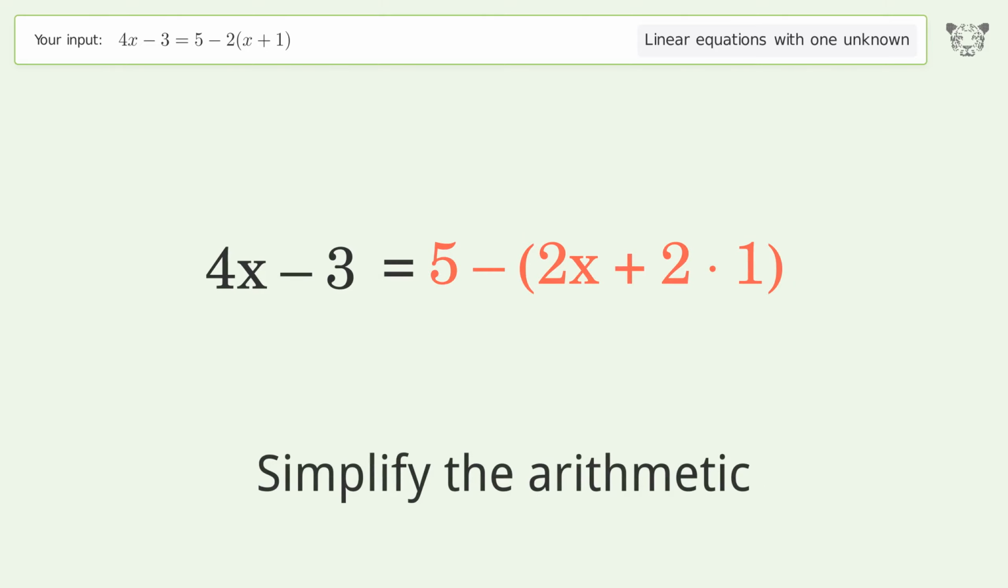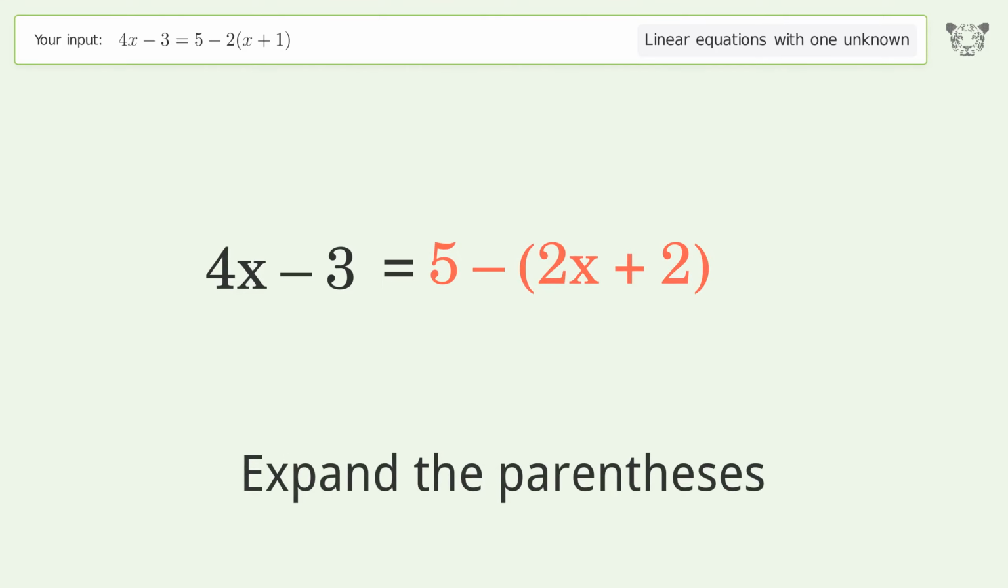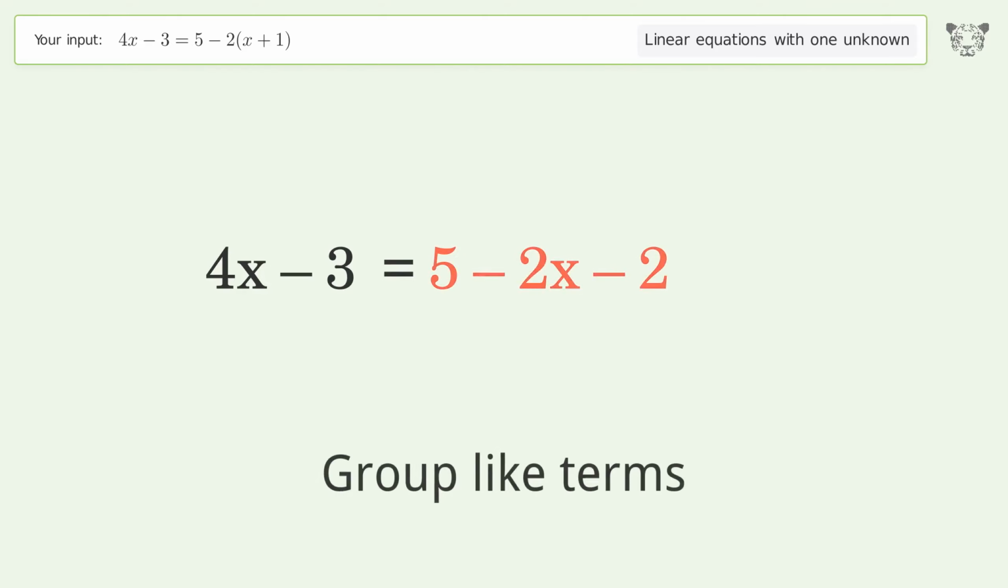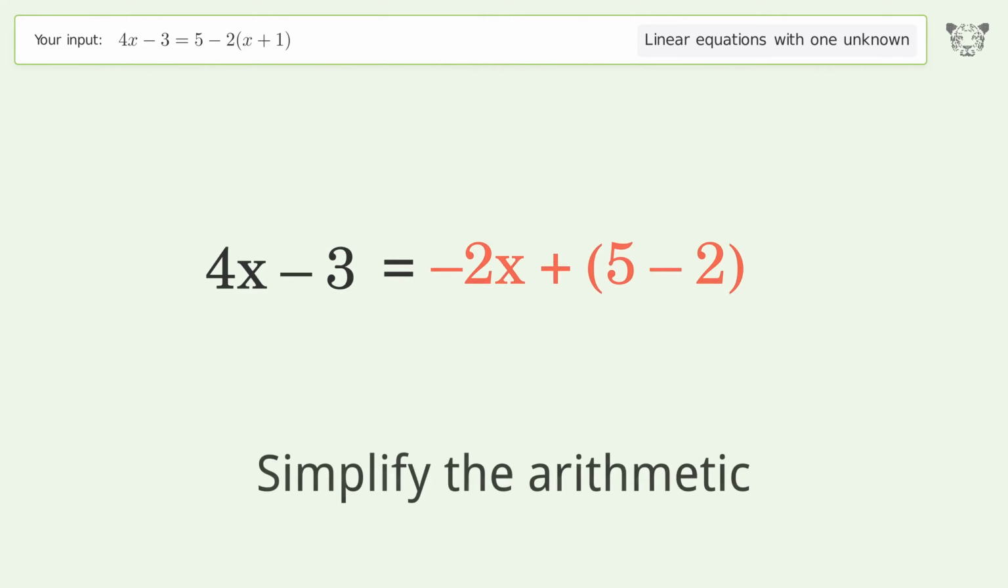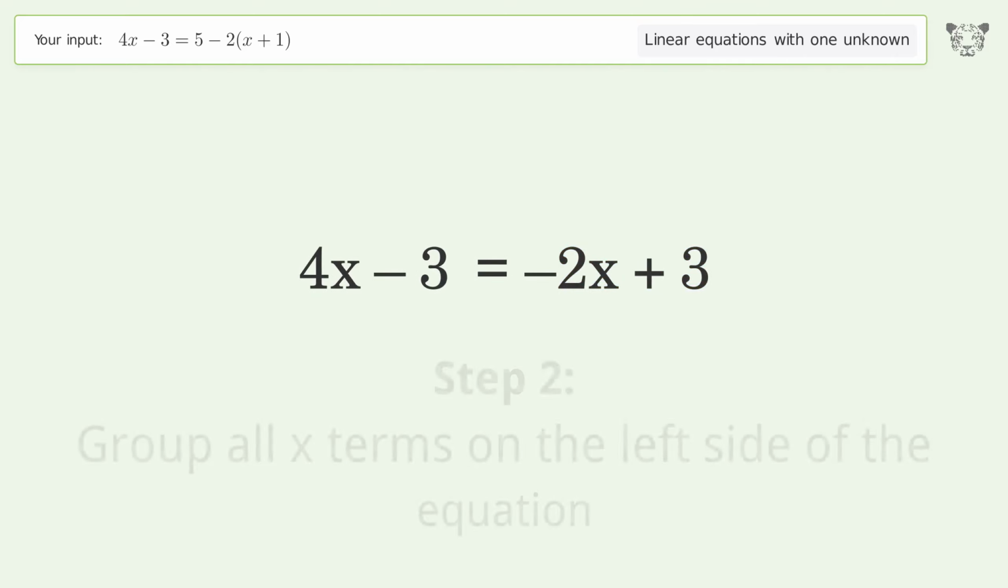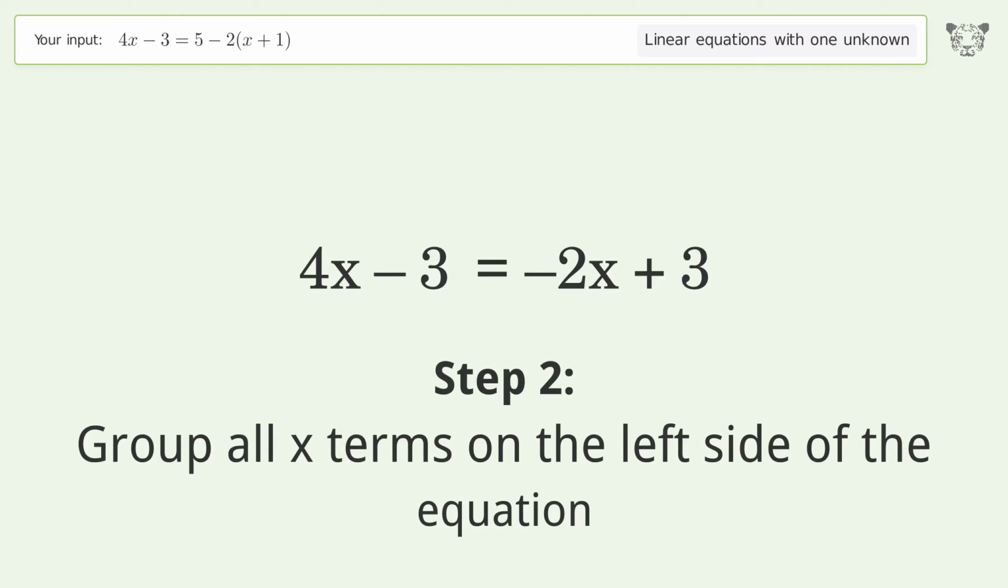Simplify the arithmetic. Expand the parentheses. Group like terms. Simplify the arithmetic. Group all x terms on the left side of the equation.